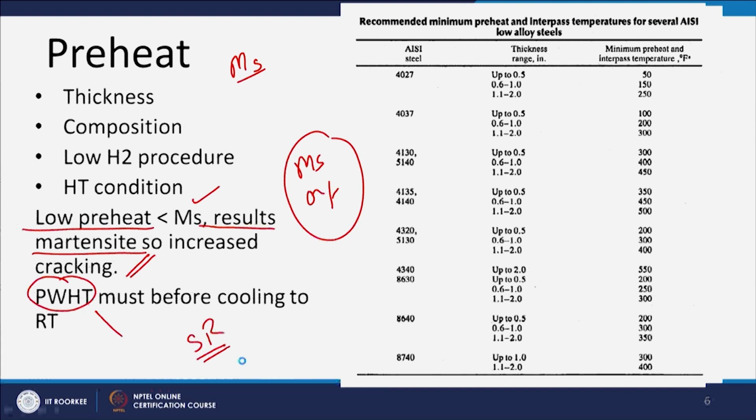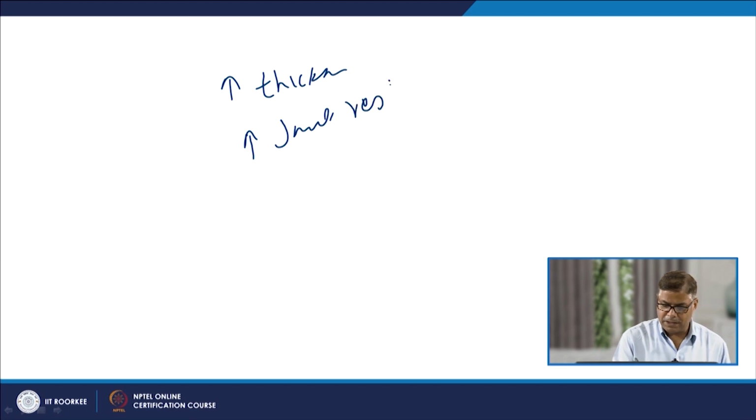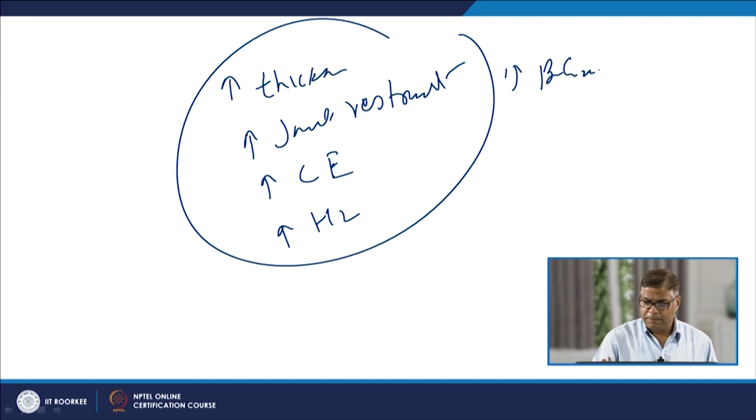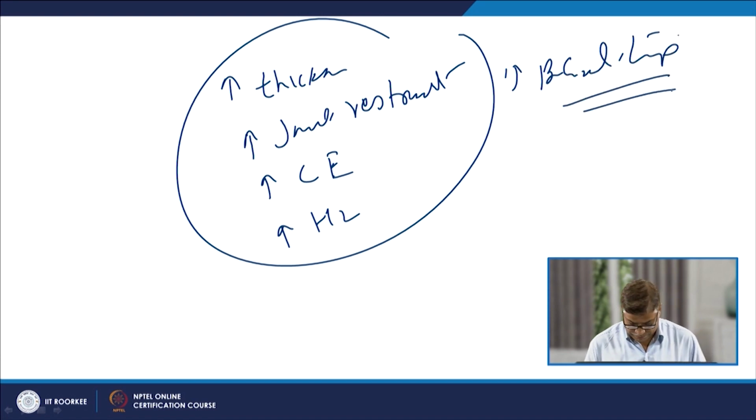Now, we will see the different aspects related to the preheat temperatures to be used. In general, when we work with greater plate thickness, when the joint restraint is high, when the carbon equivalent is high, when the section thickness is high, and when the hydrogen content in the weld is high, all these will increase the preheat temperature requirement.